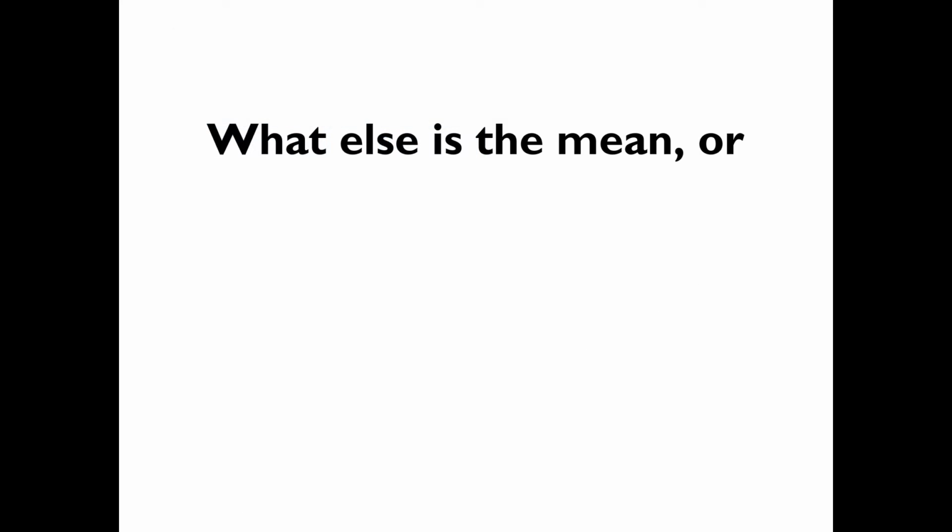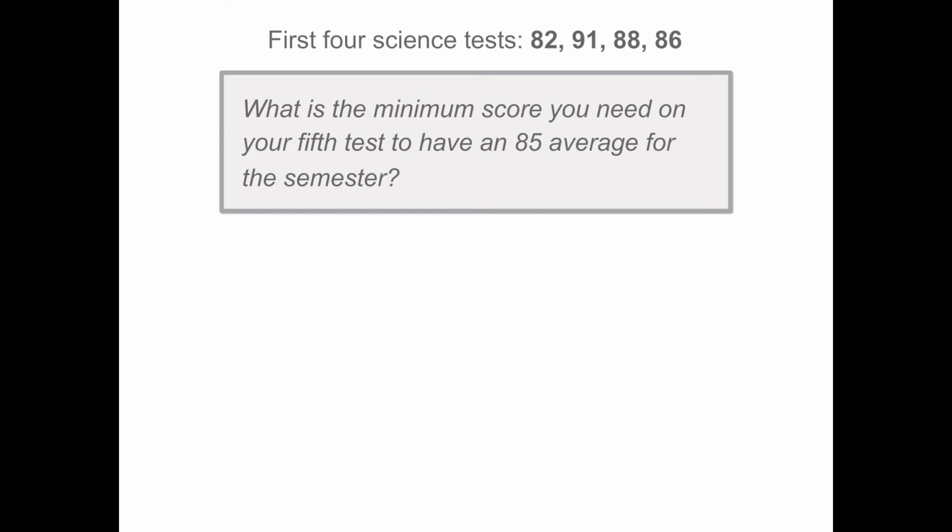What else is the mean or average used for? Well, you can use the mean to determine what score you would need on a test in order to earn a certain grade. Let's say, for example, on your first 4 science tests, you received an 82, a 91, an 88, and an 86. What is the minimum score you need on your 5th test to have an 85 average for the semester? The unknown score on the 5th test is X.